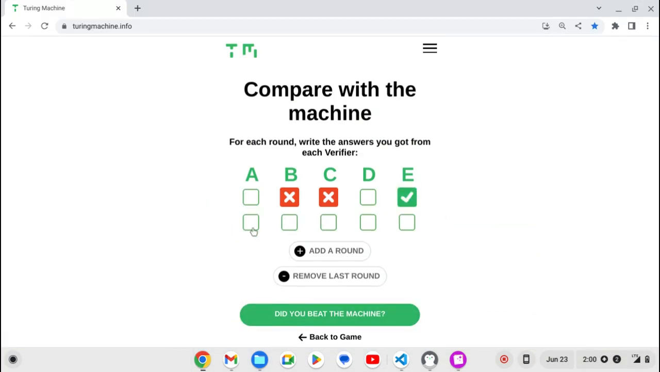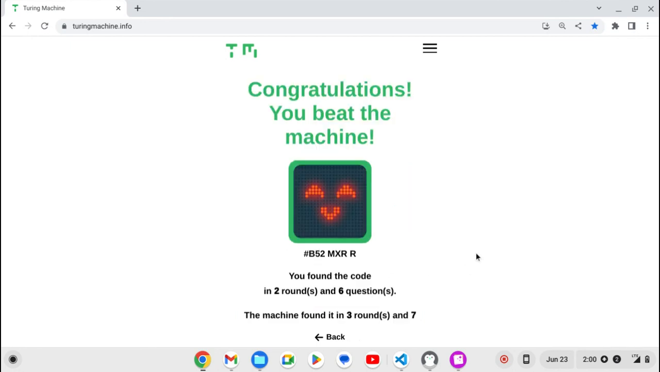And then in the second round, we did A, B, and that was also wrong. And then we did D. And so let's see how we did. Okay, so not too bad. There were 5 criteria cards. We took 1 extra test, and that was B. But we did it under 6, so we beat the Turing Machine by 1 question.